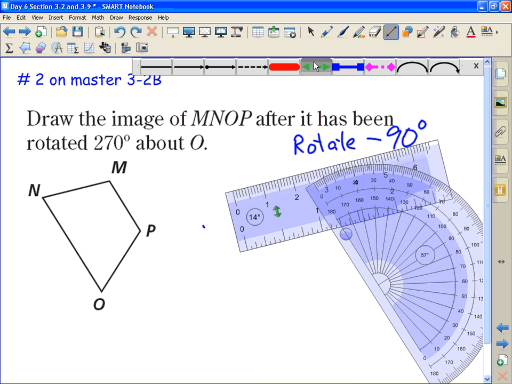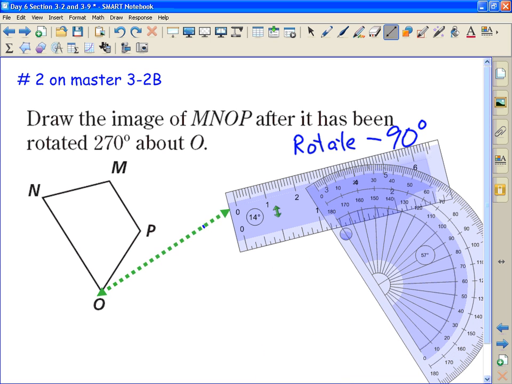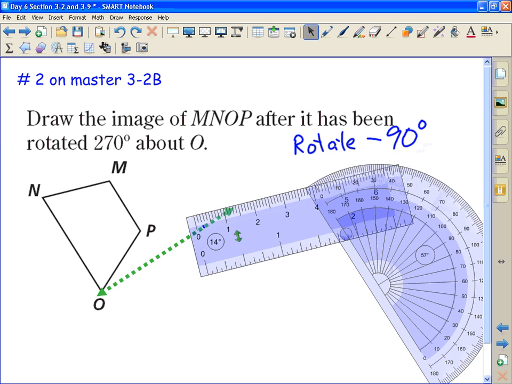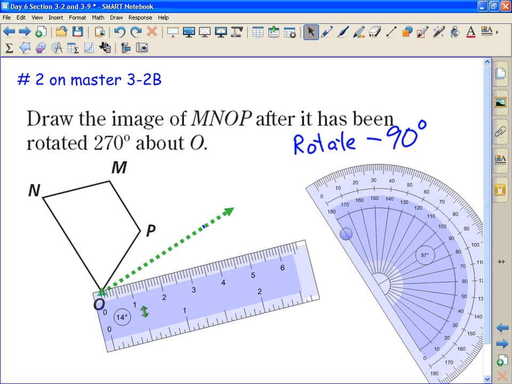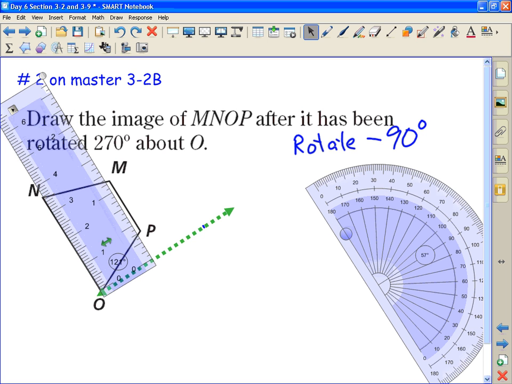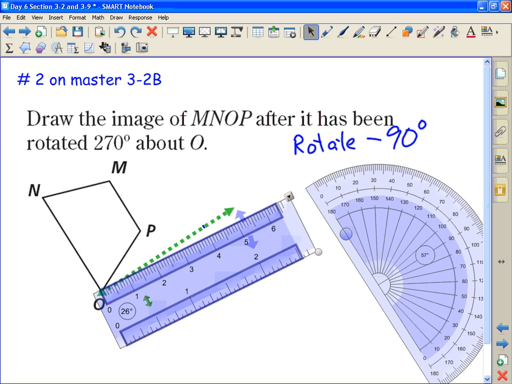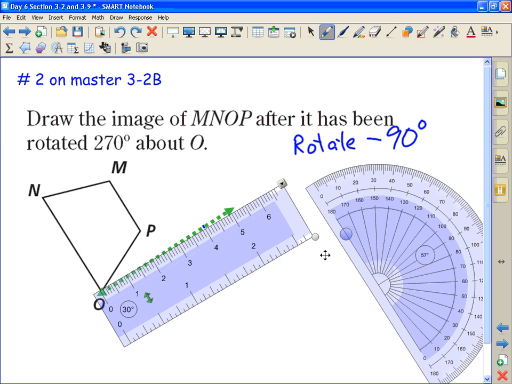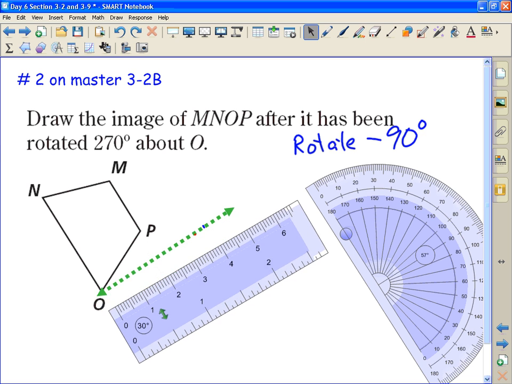Okay. Draw myself a dotted line to connect it. What I have to do then is measure and find out how far point N is away from point O. Measure it out, I get it's 3.6 centimeters. So therefore my rotated point N will be 3.6 centimeters away. Make a little dot there. N primed.